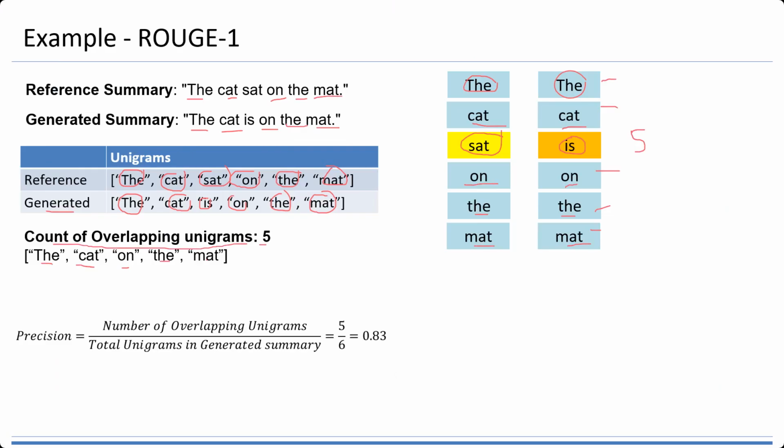We can measure the precision. The precision means the number of overlapping unigrams, which is 5, divided by the total unigrams in the generated summary. Generated summary means the result from the algorithm. In the result from the algorithm we have 1, 2, 3, 4, 5, 6. So there are 6 words. Among the 6 words, 5 of them are overlapping. Then the precision is 0.83.